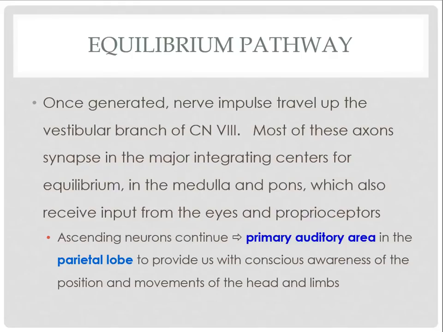All information conveying static equilibrium and dynamic equilibrium will then be sent up the vestibular branch of the vestibulocochlear nerve, in combination with sensory input coming in from the eyes, as well as our kinesthetic receptors known as our proprioceptors, gives us sensory information about our position in space. Thus, static equilibrium and dynamic equilibrium serve as the last form of proprioception to give us information about our position in space, as well as movement of the head and our extremities.